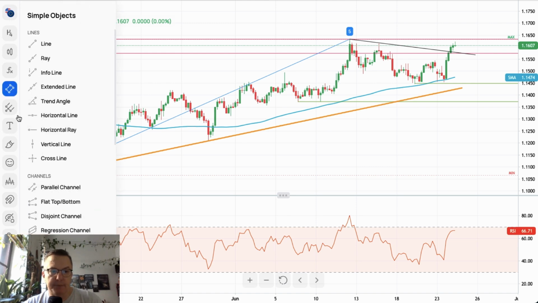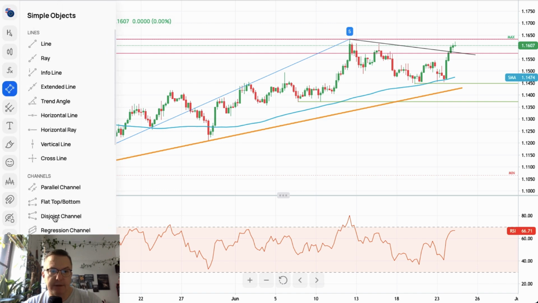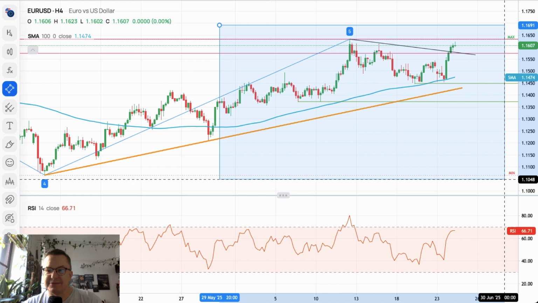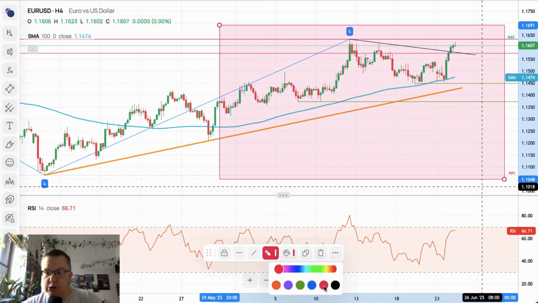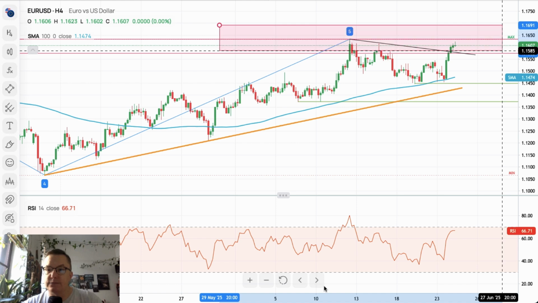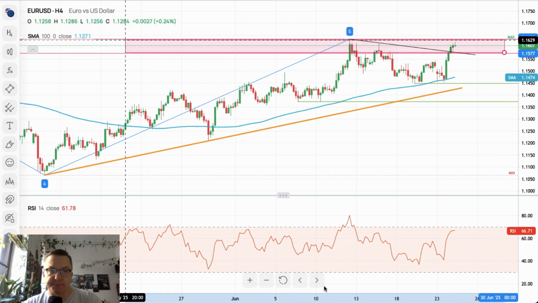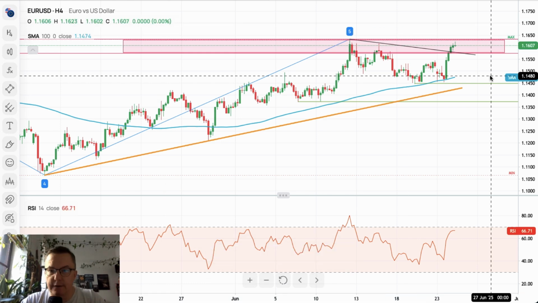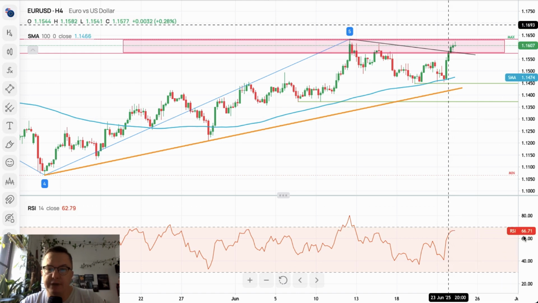Let me just place this supply zone for you guys. So I need the rectangle, the usual suspect, obviously. Let me just quickly change it to red color, and this is what we have here for the supply zone. So we need a breakout above the supply zone in order to sustain this positive momentum right now at the level of 66 points, and to aim for higher prices.